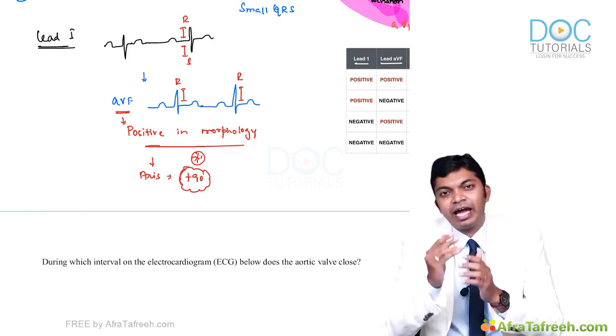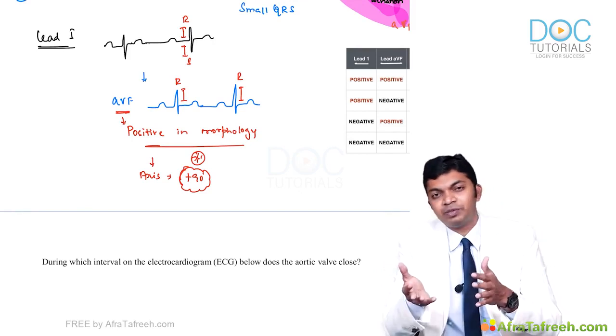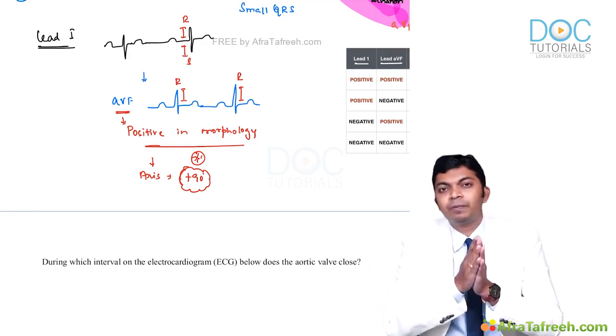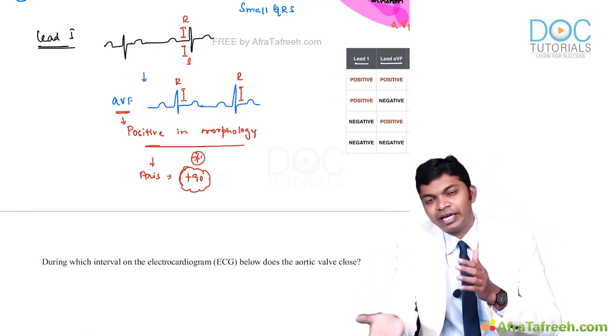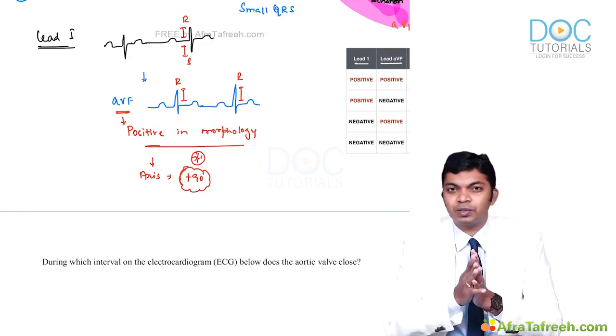If it is AVL, the active electrode is kept at the left arm. If it is AVR, the active electrode has to be kept at the right arm. If it is lead 2, the active electrode is at the left foot. If it is lead 3, the active electrode is again at the left foot. So, by this way you will be able to decipher cardiac axis, doctors.